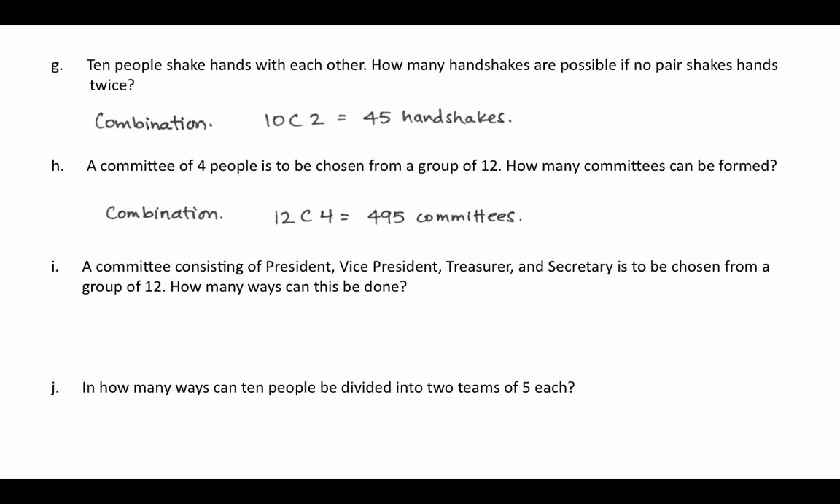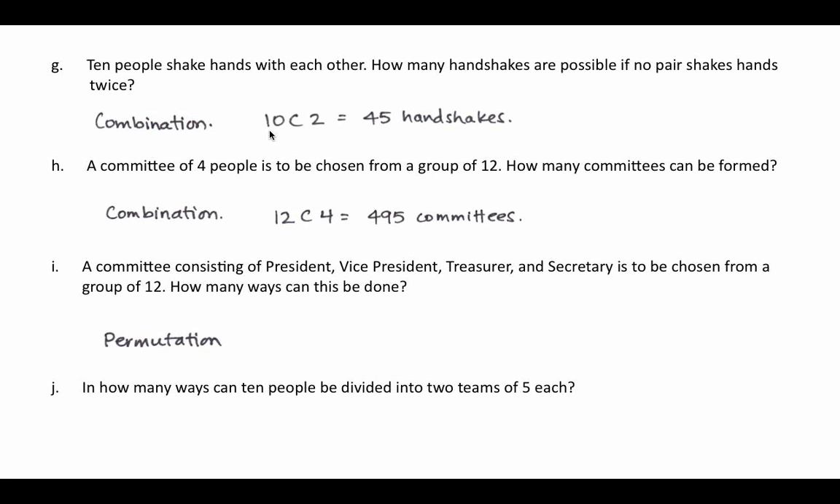A committee consisting of president, vice president, treasurer, and secretary is to be chosen from a group of 12. Now, all of a sudden, we've included the word committee, and we've included the word chosen, but we have positions that are now important. So positions being important, it's like finishing a race in first, second, third. I would care. This is a permutation.